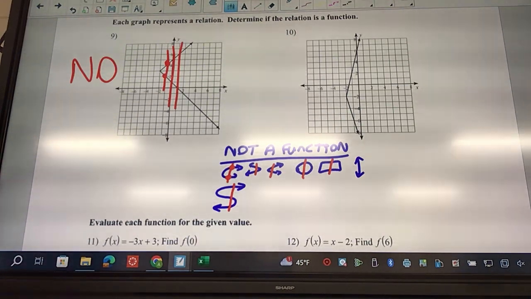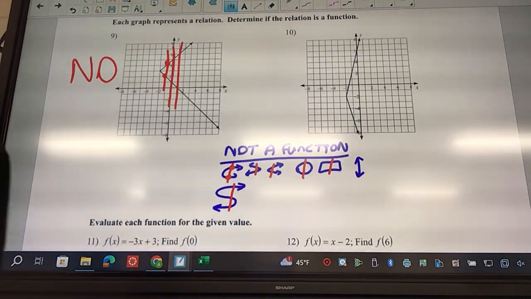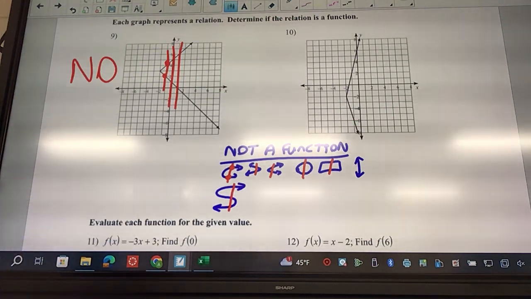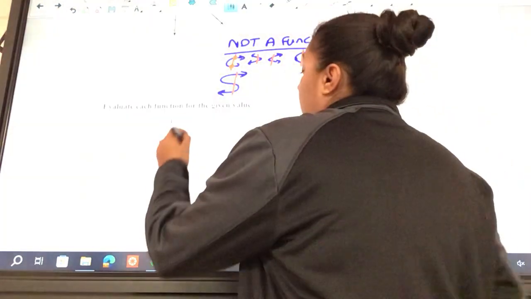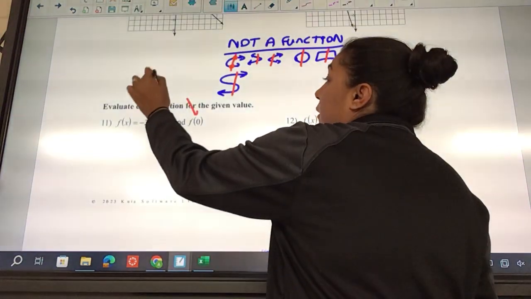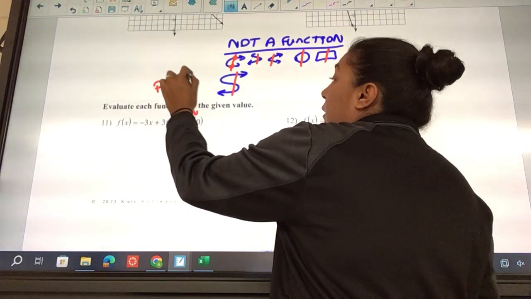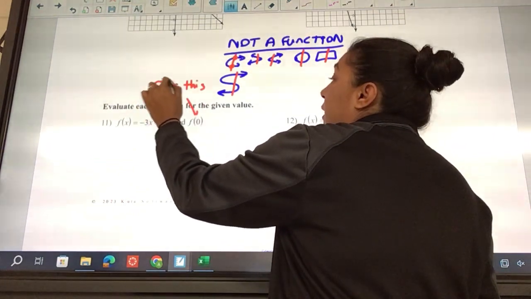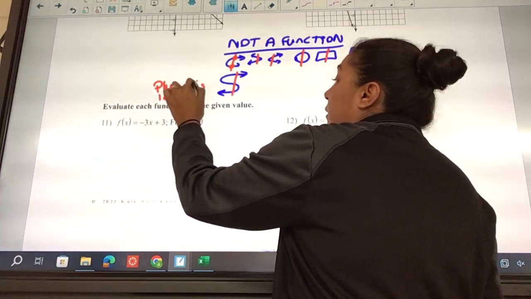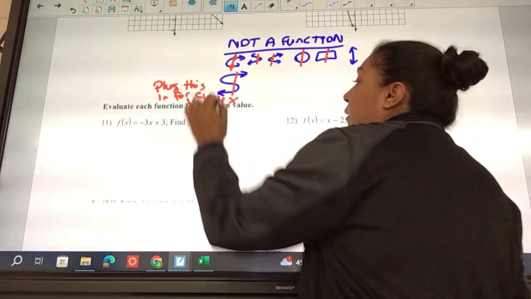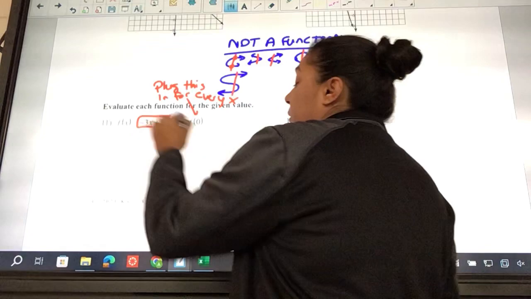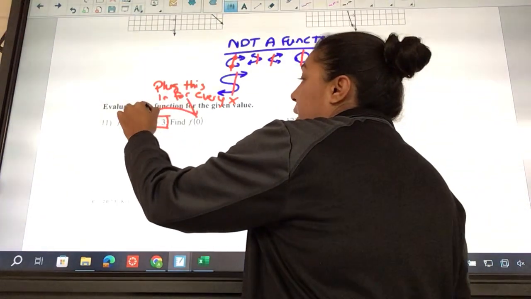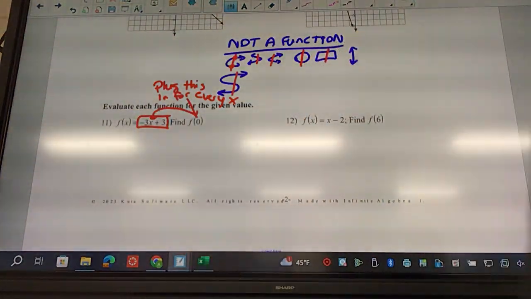Okay, number 11. Evaluate each function for the given value. So essentially you're going to plug this in for every x in this equation. So we're going to plug 0 in here, and we can really just type it in our calculator.